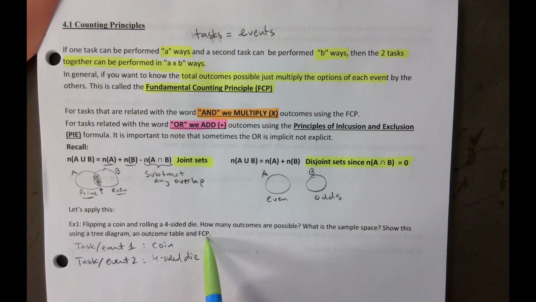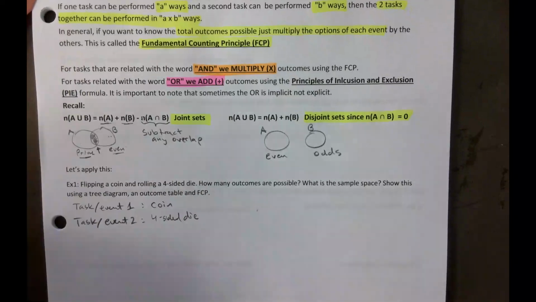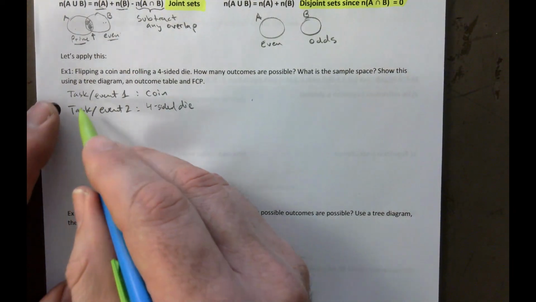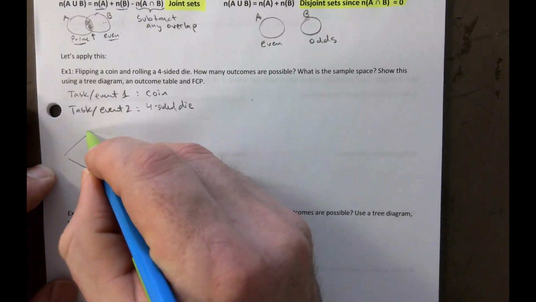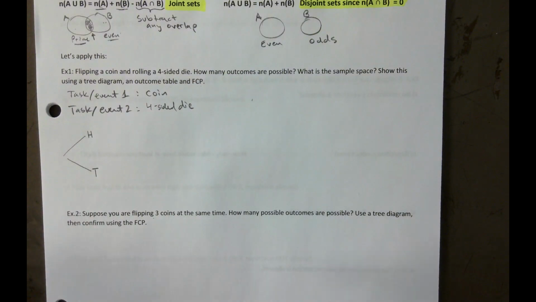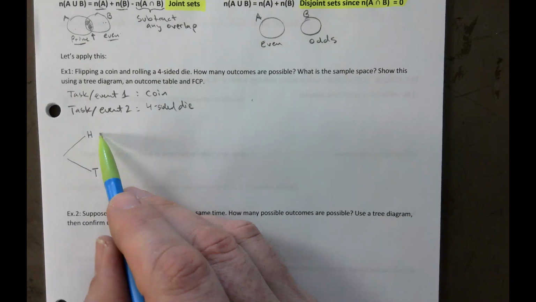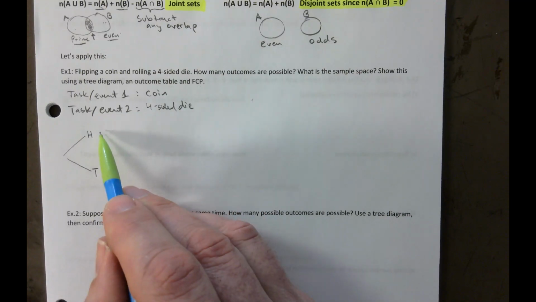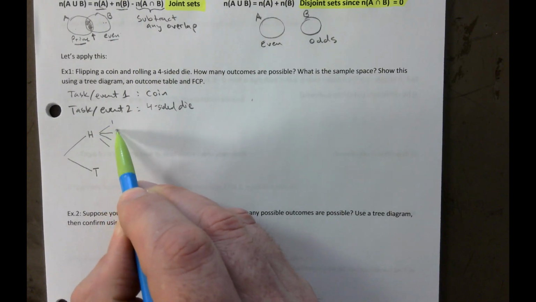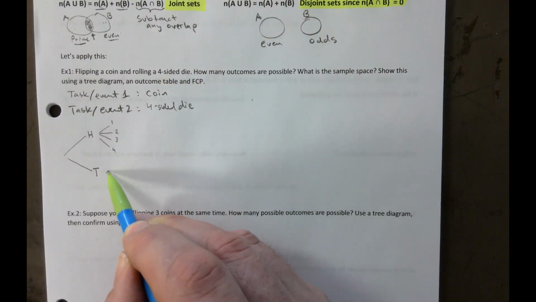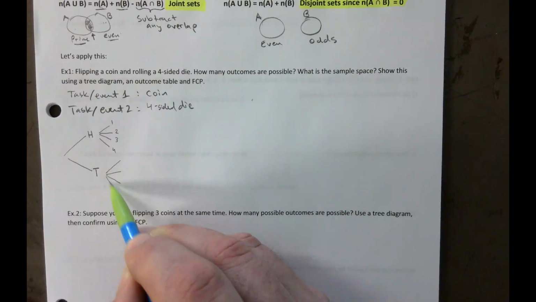I'm sure you've done tree diagrams before, and it is as easy as you will see me do it here. You decide which one you want to start with. I'm going to start with the coin. So this would be heads and tails. And your second event is a 4-sided die, so you go 1, 2, 3, 4. And off of the tails, you also have 1, 2, 3, 4.